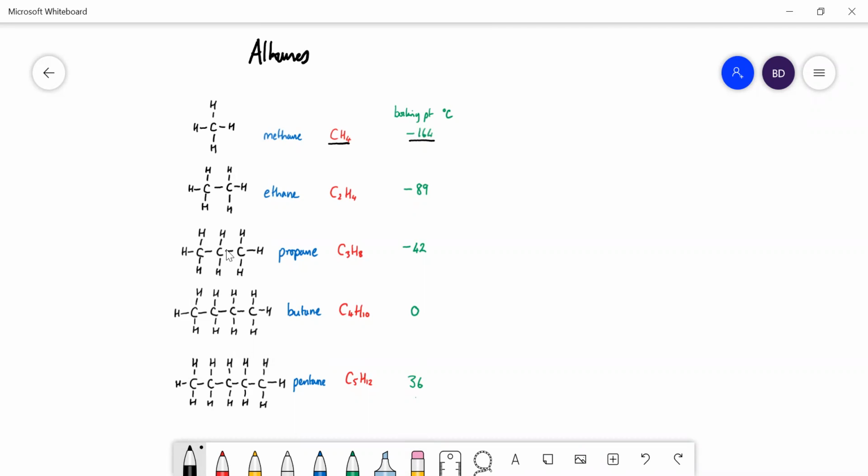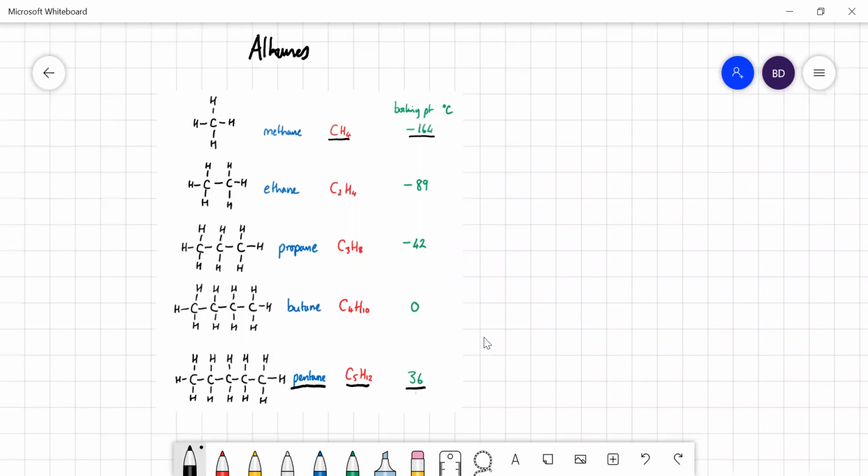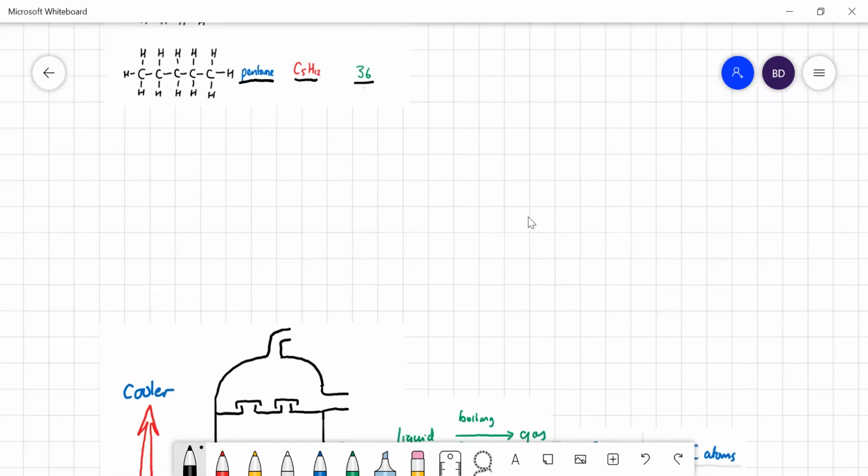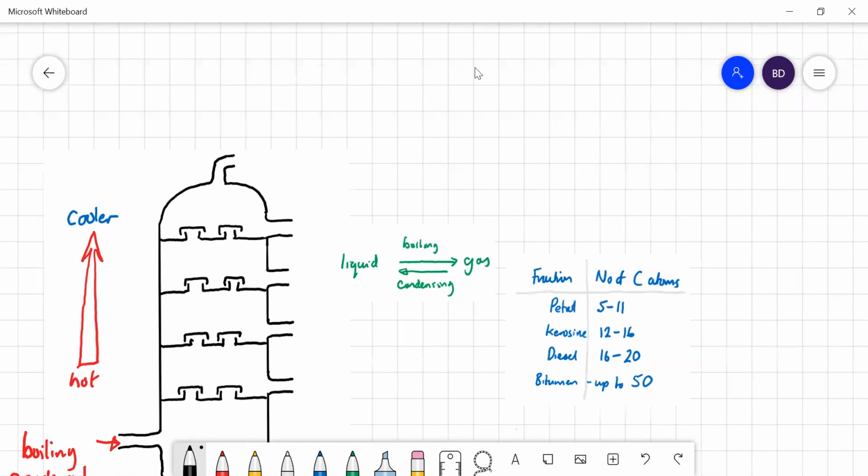And as the carbon atoms get longer, let's go up to pentane, which has 5 carbons. The boiling point of that is 36 degrees C, so that would be a liquid at room temperature. Pretty volatile liquid. Now crude oil is a mixture of alkanes, and they range in length from about 1 to about 50 carbons long.